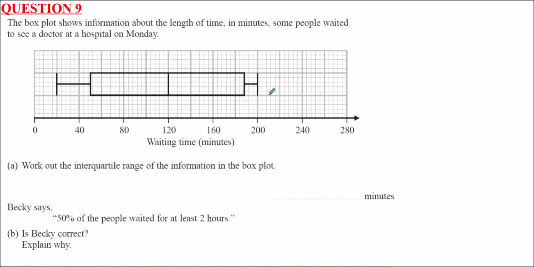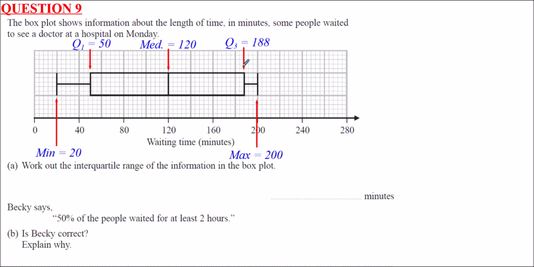It's worth just reminding ourselves what these 5 vertical lines mean for each and every box plot ever made in the history of the universe. They always mean the same 5 things. The first vertical line is the absolute minimum value, so this one's 20. The second vertical line is the lower quartile, Q1, which is 50. The third vertical line is the median, which is 120 minutes.